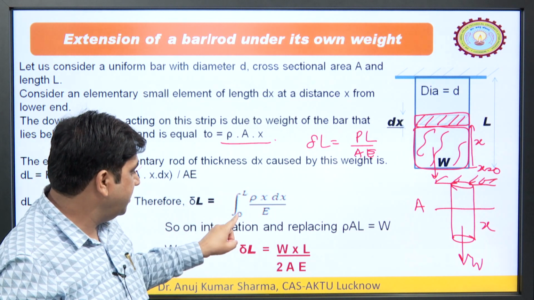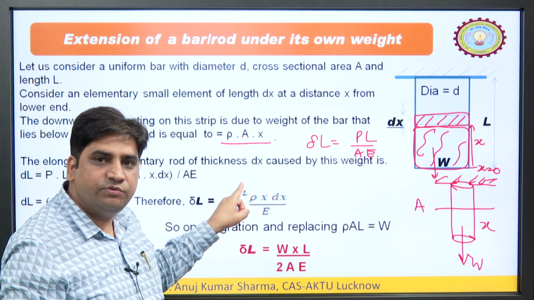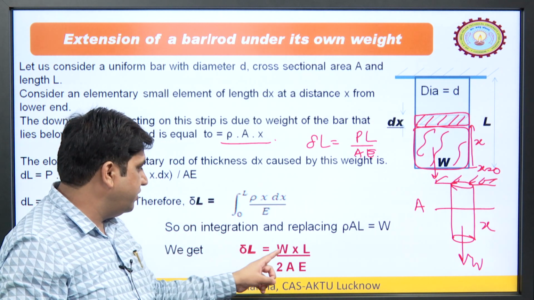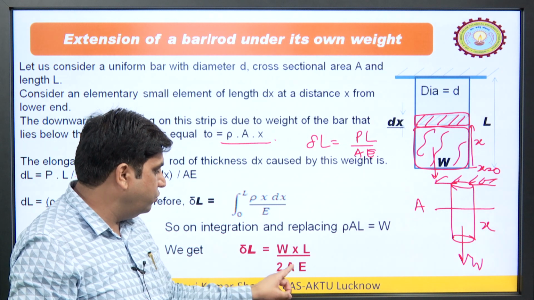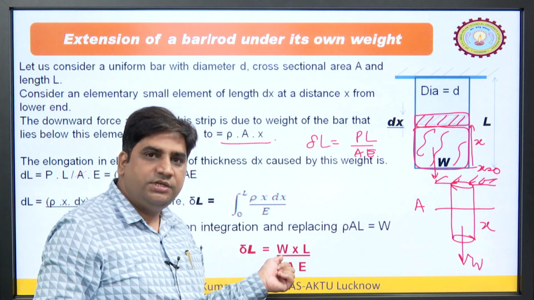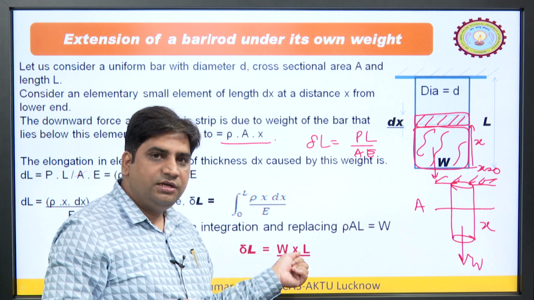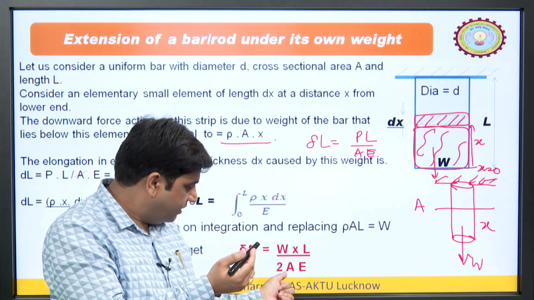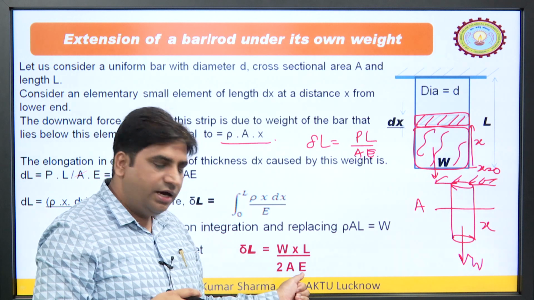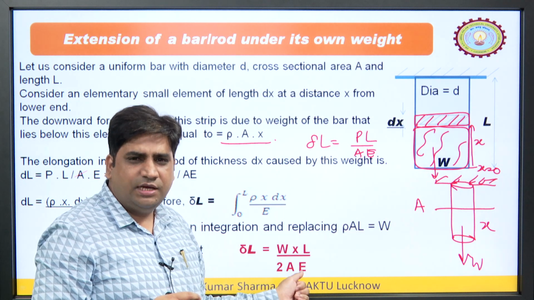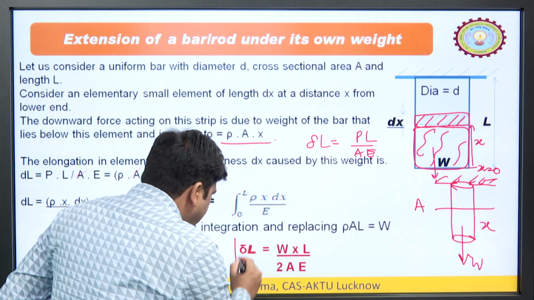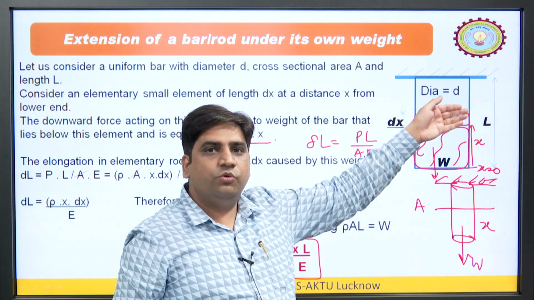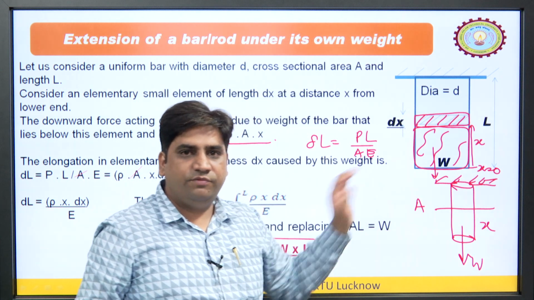So, integrate from x equal to 0 to x equal to L. Upon integration what we will get is W L upon 2 A E. W is the weight, L is the length, A is the cross sectional area, which would be the same for the whole length, and E is the modulus of elasticity. So, this is the formula we have to remember for the rod due to its own weight.